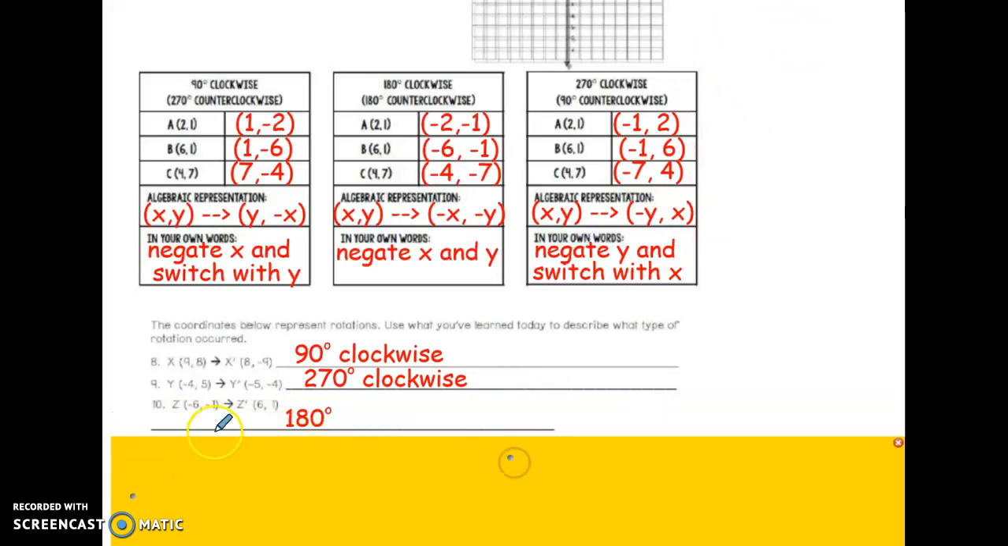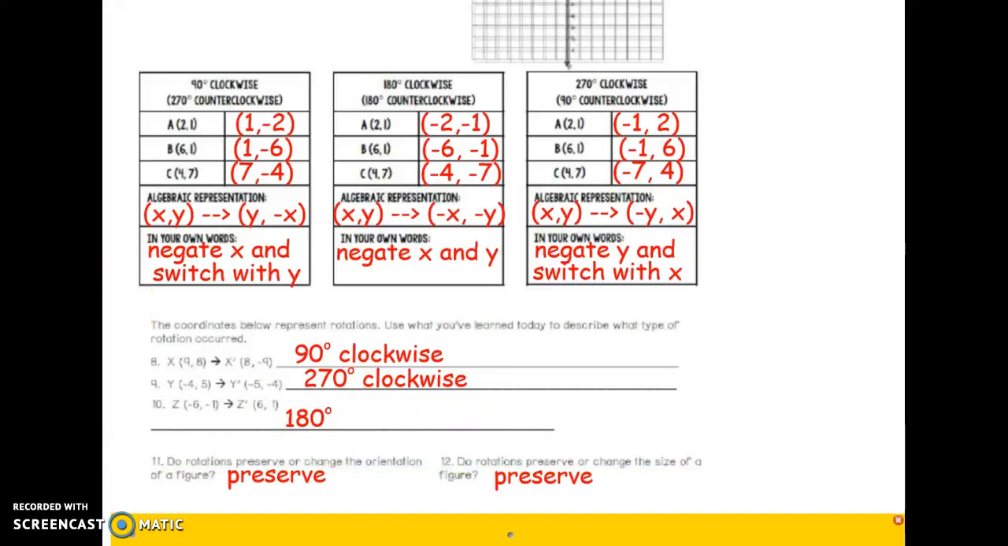And the last one has to be a 180, because if you look, they took the original coordinates and they just negated them. The opposite of -6 is +6. When we negate -1, we get +1. So that's how we know it's 180. You could say clockwise or counterclockwise.